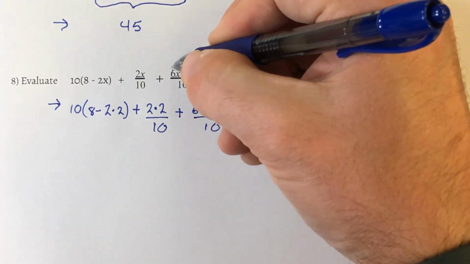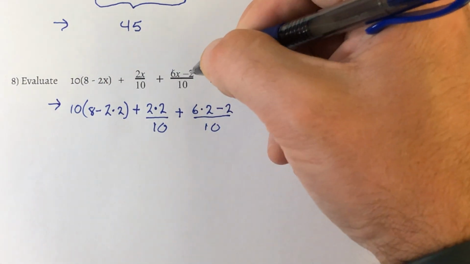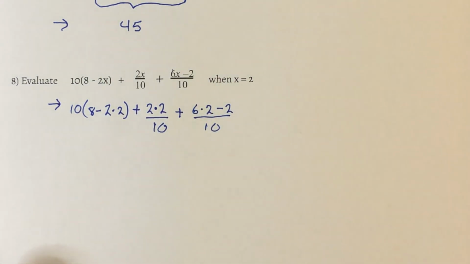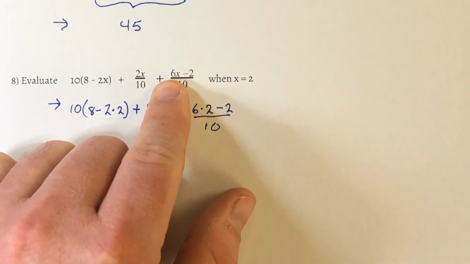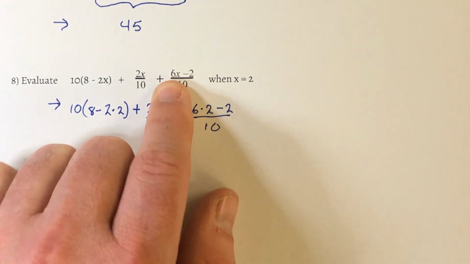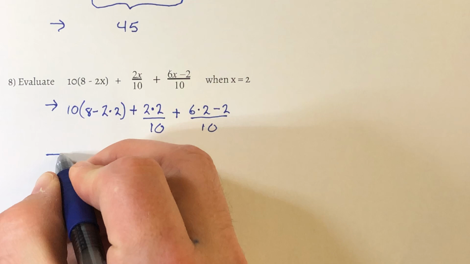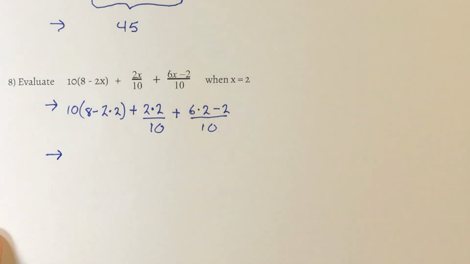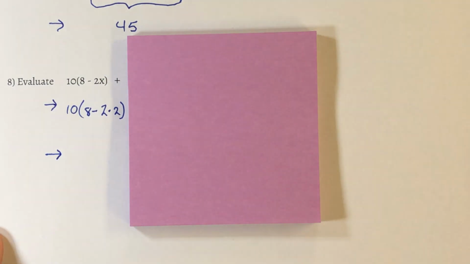Again, 6x, when you replace the x with 2, that's not going to be 62. It's going to be 6 times 2. Anytime you put a letter right next to a number, it means multiply. All right, next, start solving one piece at a time, one step at a time using order of operations.